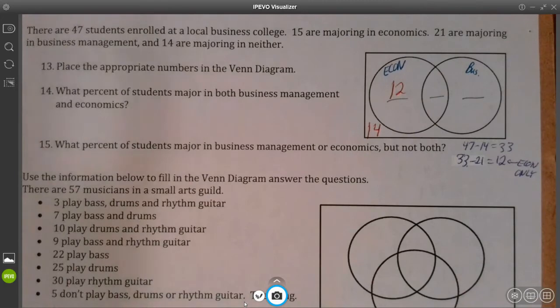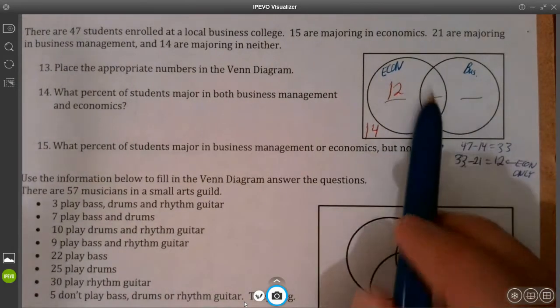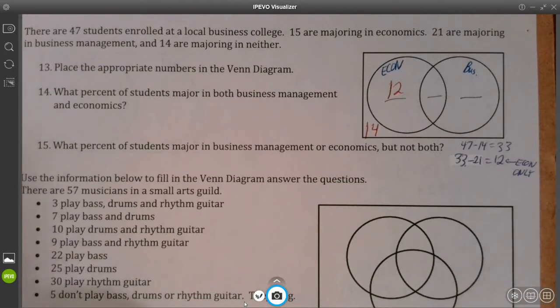It's based on a true story. My brother majored in economics and business management. He's one of the ones in the middle. All right. Let's keep going now.